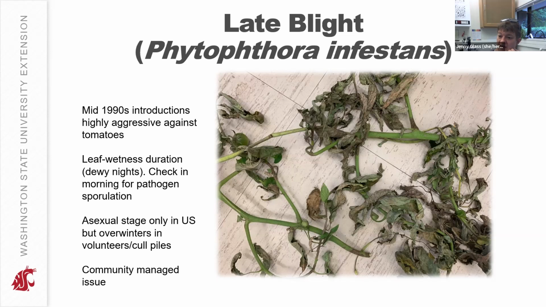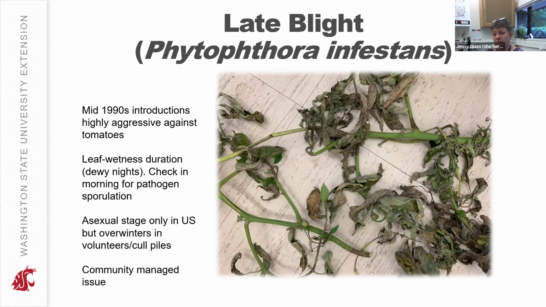But back in the 1990s, the pathogen escaped its center of origin somewhere in Mexico. And when it reestablished throughout the world, the strains that came in this migration were highly aggressive against tomatoes. So the late blight of potatoes issue hadn't really harmed tomatoes at all. But this one is very aggressive against tomatoes and pretty fast moving.